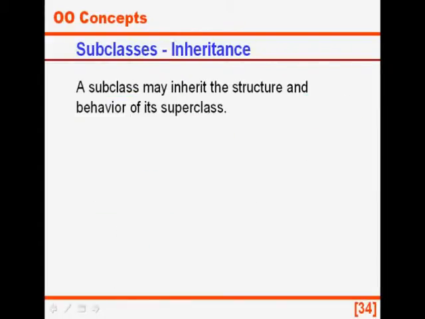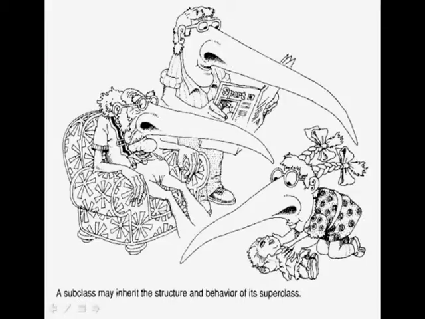A class may inherit the structure and behavior of its superclass. This is the official definition of Grady Booch in his book. So here we have a grandfather, a father and a son who all inherit the obvious property of having a very, very long nose.